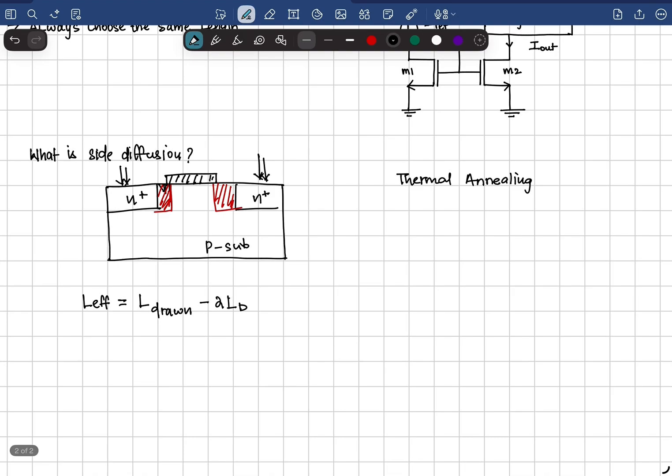So L drawn is the length that we actually input inside EDA tools like Cadence. This is the length that is used by engineers when they make the layout.